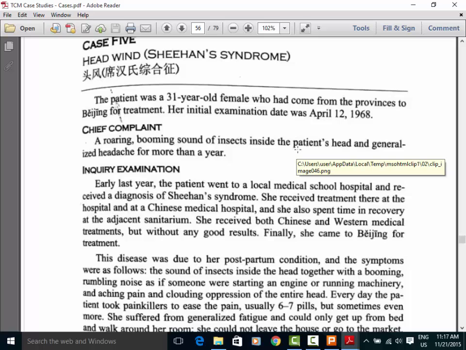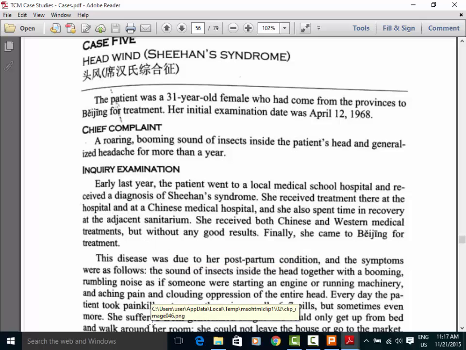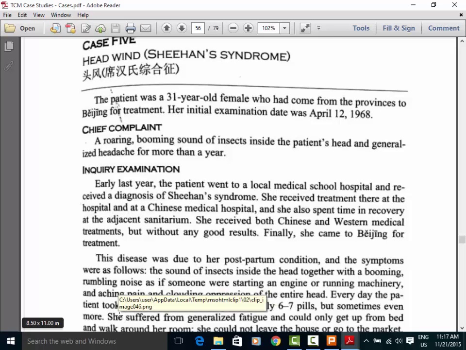All right, this patient is a 31-year-old female who came from the province. Chief complaint: a roaring, booming sound of insects inside the patient's head and generalized headache for more than a year. So this does fall under that category. I know we're learning tinnitus as a disease, but this will fall into that same category in terms of pattern differentiation. She was diagnosed with Sheehan syndrome.